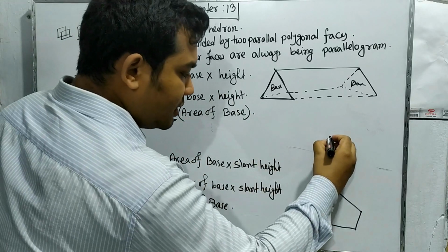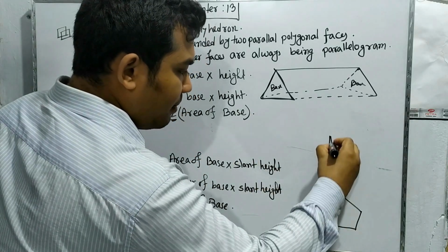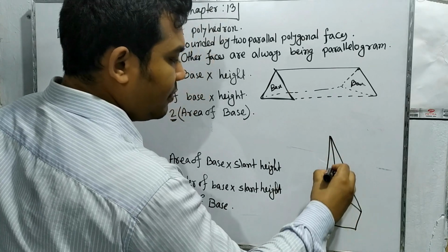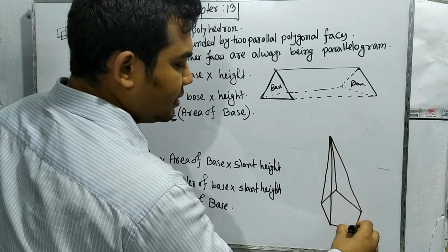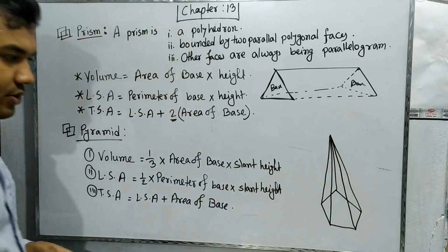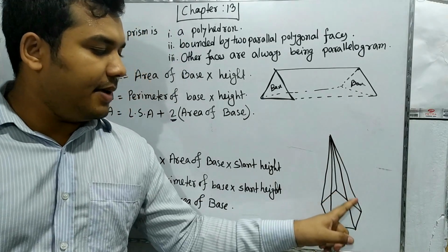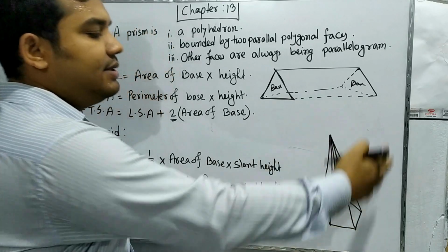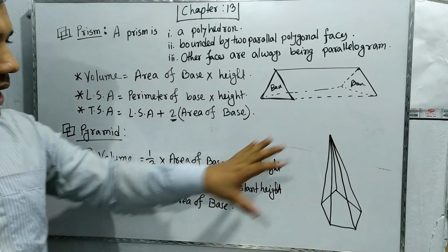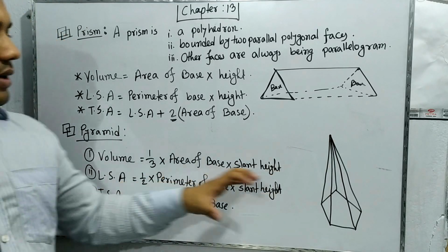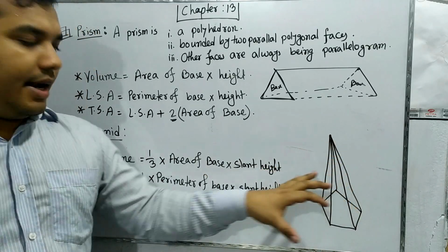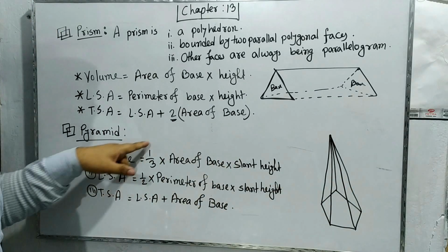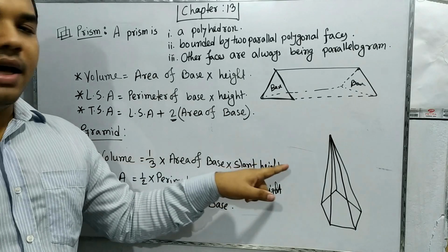So how? Suppose this is one part, second part, third part, fourth part, and fifth part. So all the vertices have been joined with the point. So we can say this figure is a pyramid, and in this pyramid we can find the volume, the lateral surface area, and also the total surface area. How? Here the volume will be 1/3 times the area of the base times the slant height.